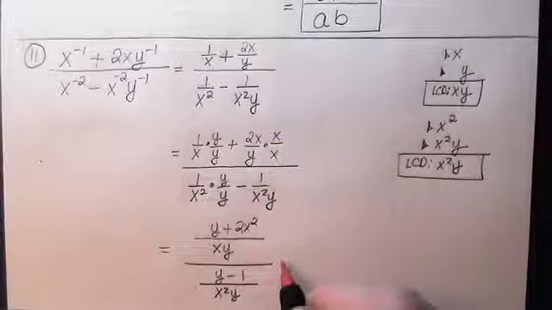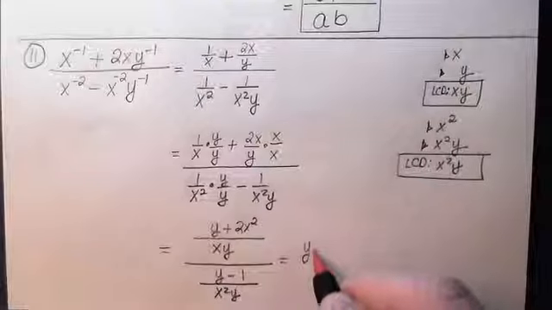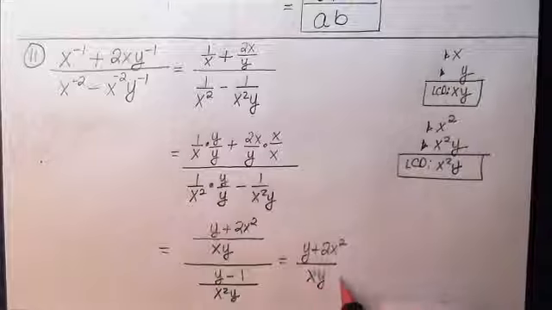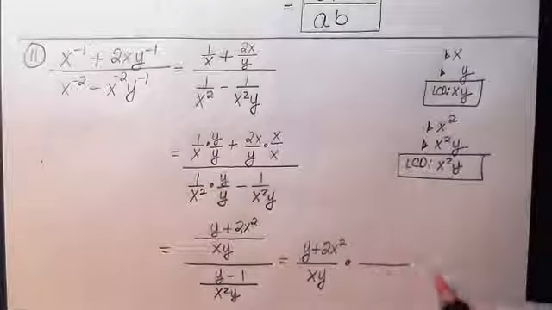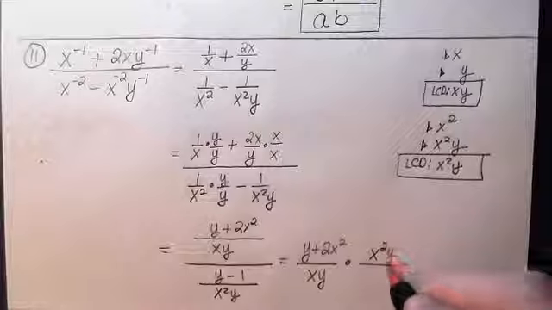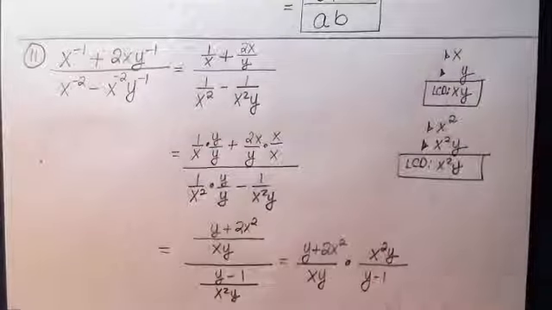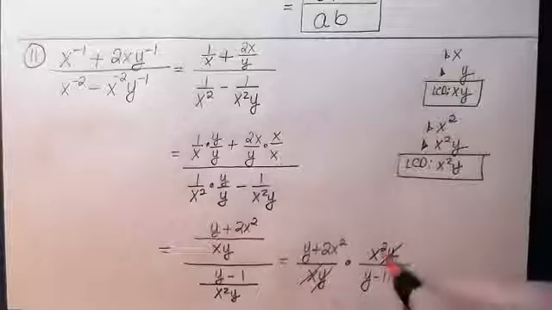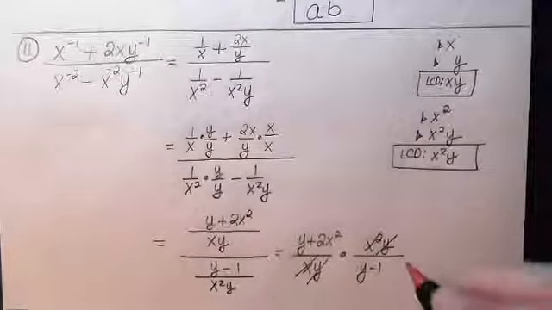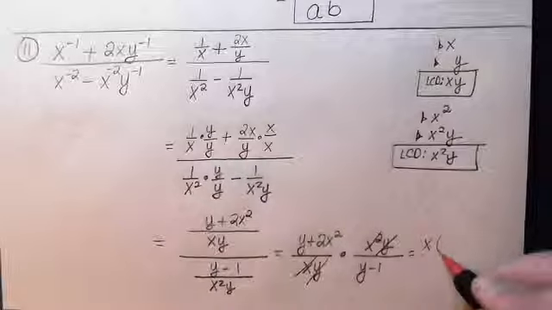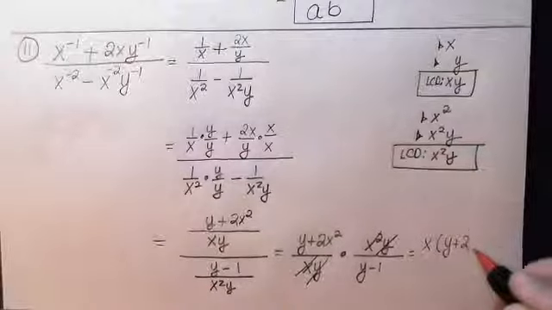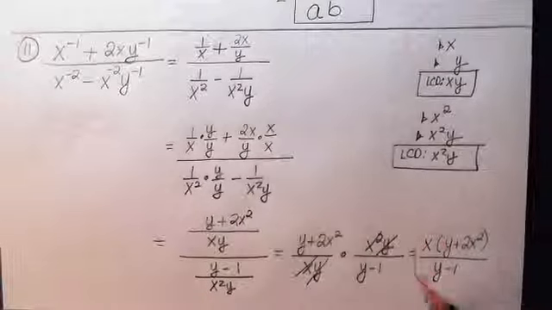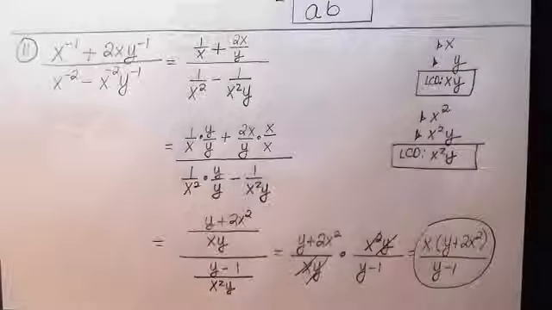Alright, let's do the division now. We copy the first fraction. Change division to times. Flip the second fraction. Alright, who we're going to cancel? Cancel the y. Cancel the x. So that means I'm left with x, y plus 2x squared over y minus 1. And that's my answer for this problem.